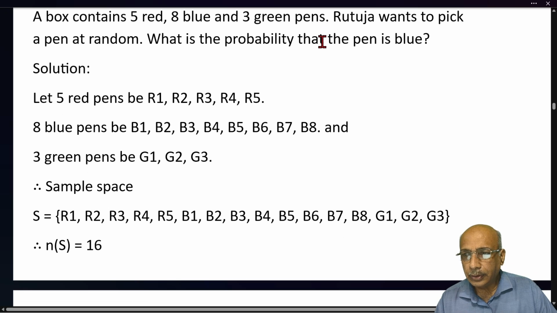Next question. 6. A box contains 5 red, 8 blue and 3 green pens. Rutuja wants to pick a pen at random. What is the probability that the pen is blue? So let 5 red pens be R1, R2, R3, R4 and R5, 8 blue pens be B1, B2, B3, B4, B5, B6, B7, B8 and 3 green pens be G1, G2, G3.